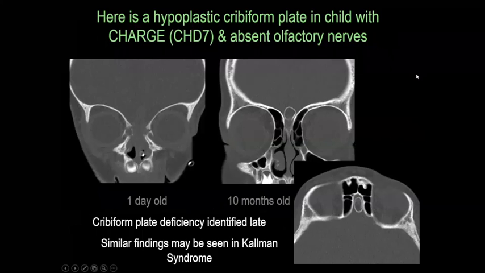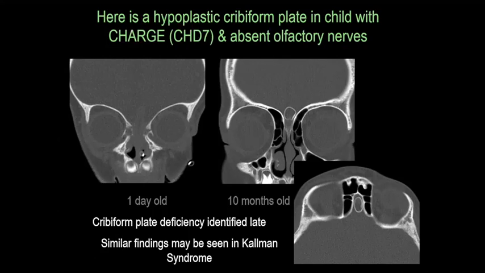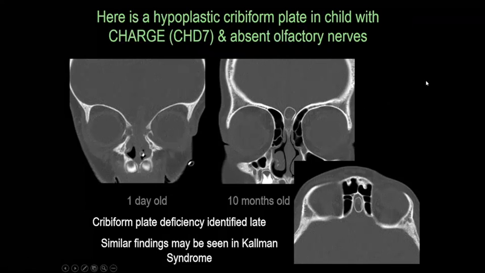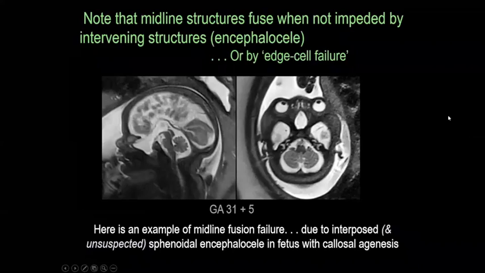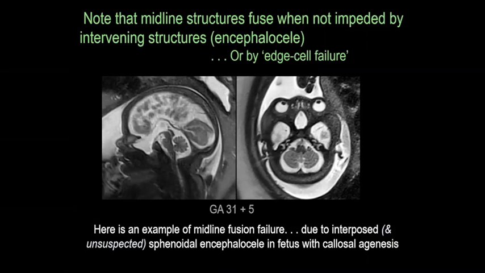Here's a hypoplastic cribriform plate in a child who lacks olfactory nerves and bulbs. So if you take a look here, you can sort of see the actual crista galli, but you don't see much of cribriform plate, and in fact, that never does develop. Similar findings may be seen in Kallmann syndrome, again, 1 day old and 10 months old. Note that midline structures fuse when not impeded by intervening structures or by edge cell failure, sometimes by both.